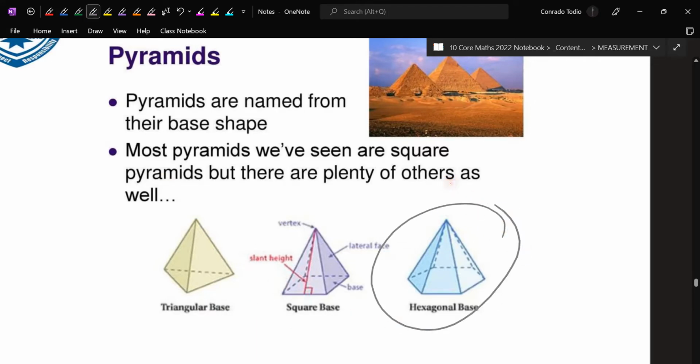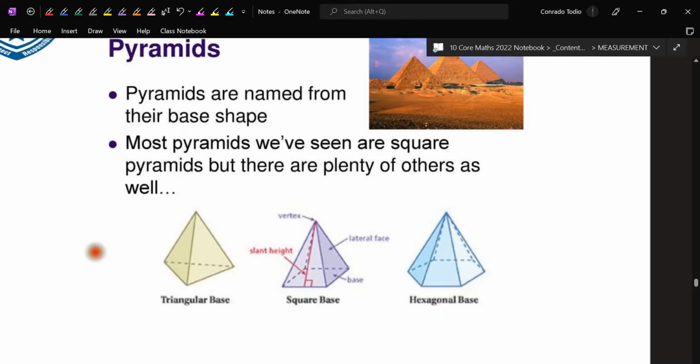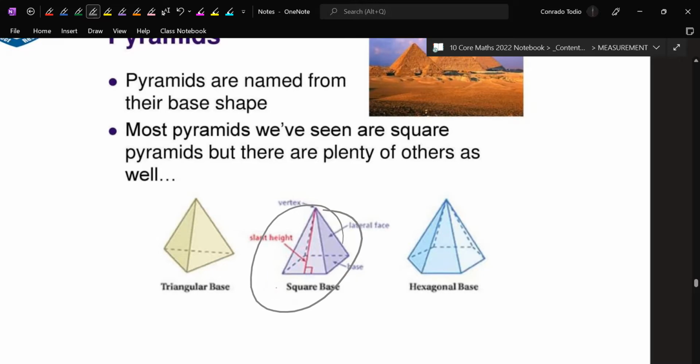And then you can have shapes like that where it's a hexagonal based pyramid. Now, we haven't really explicitly gone through how to find the area of a hexagon. So at most, what we will throw at you is probably just going to be your square base, your triangular base, and also maybe a rectangular based pyramid.